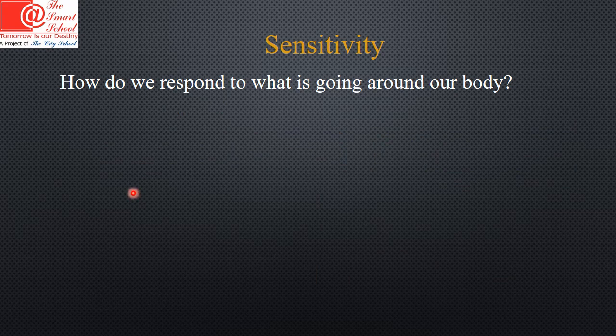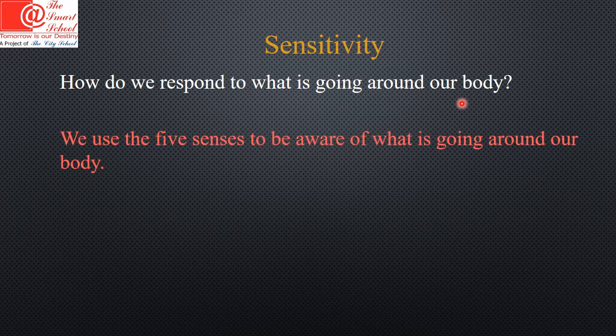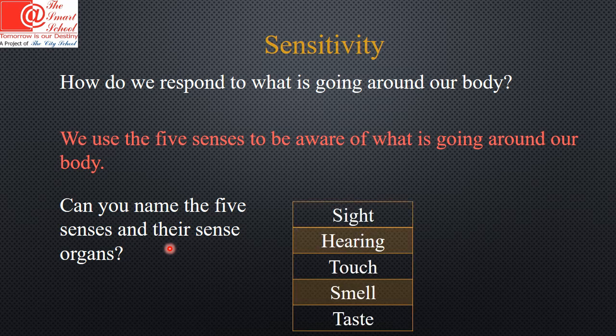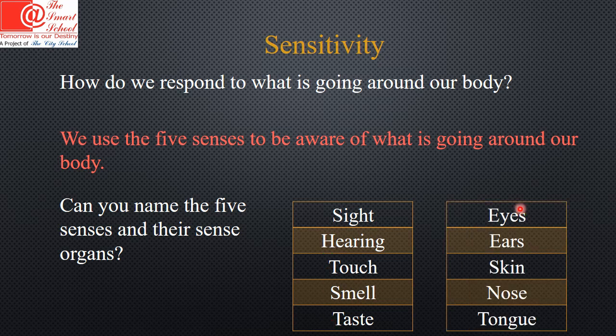How do human beings respond to what is going on around our body? We use the 5 senses to be aware of what is going on around our body. Can you name the 5 senses and their organs? The 5 senses are sight, hearing, touch, smell and taste, and their respective organs are eyes for sight, ears for hearing, skin for touch, nose for smell, and tongue for taste.